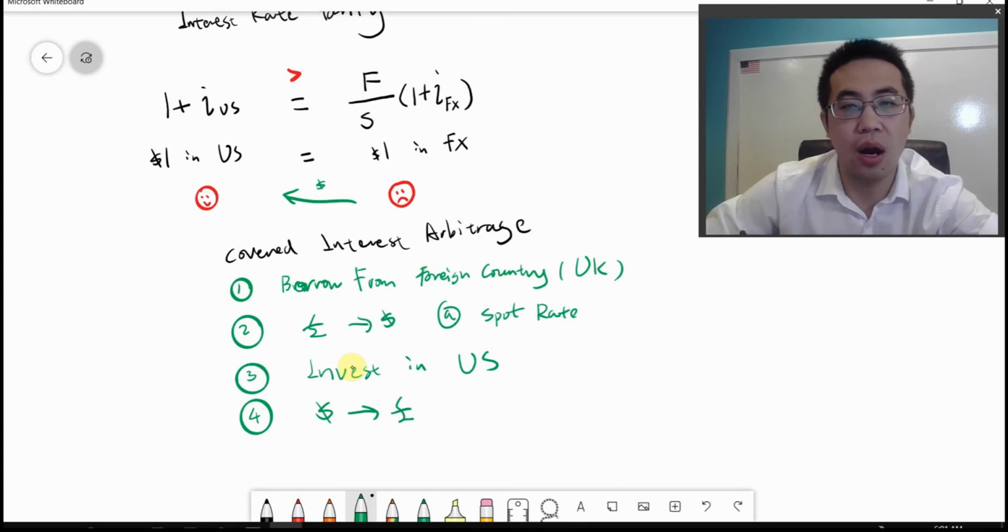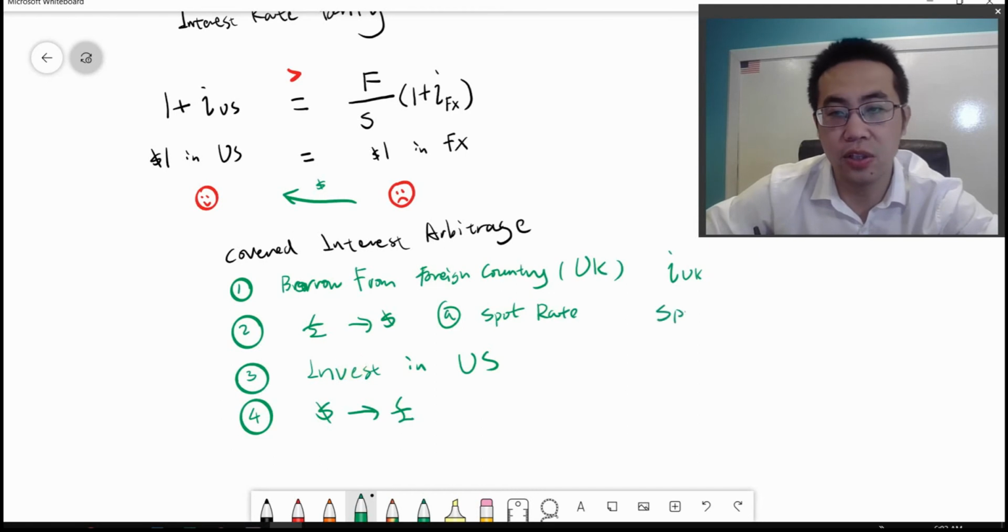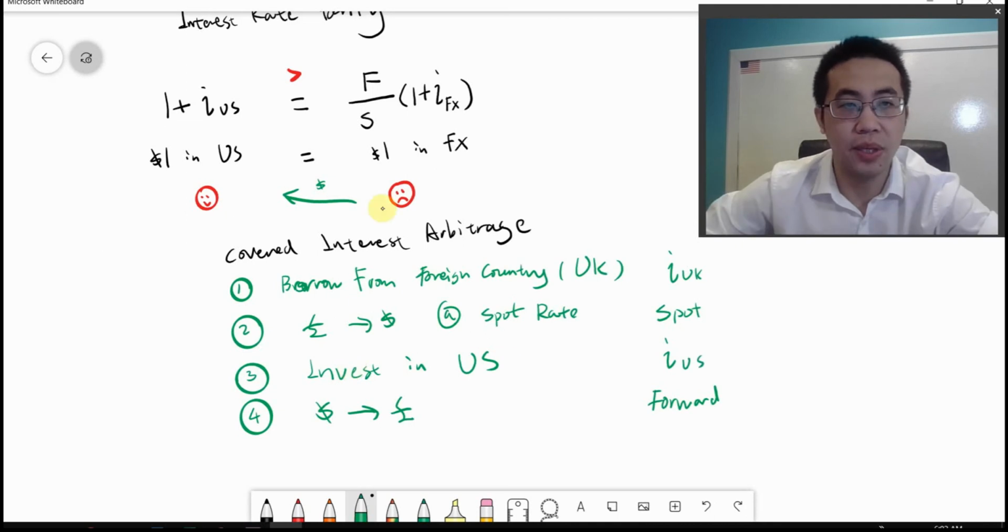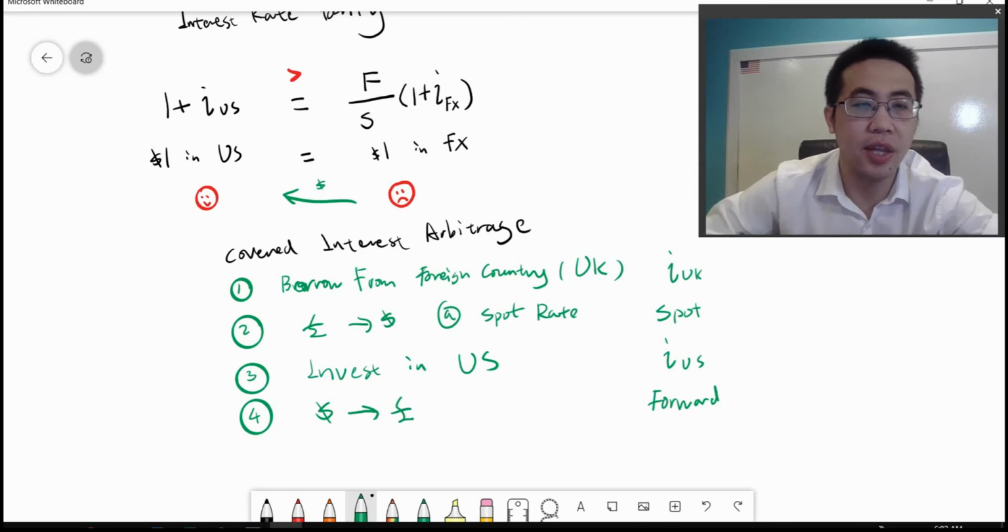The Europeans first need to borrow at the European financial market, the UK financial market in this case, and that is the interest rate they have to borrow at. They also need to deal with the spot market, and the forward market, and also the US short-term investment market. We can call it the US money market. That's what happens if the foreign country yields a higher return than the US.